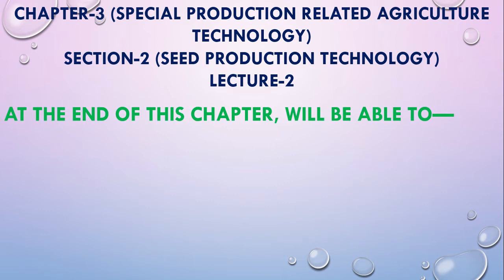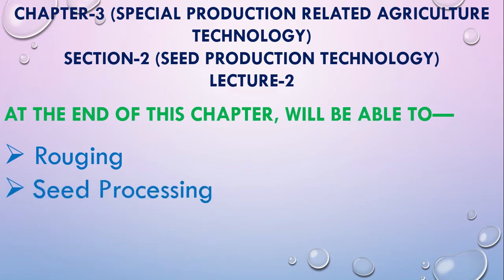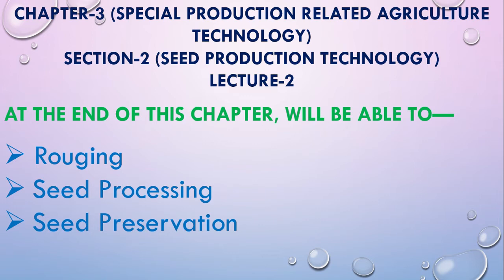Chapter 3, Section 2, Seed Production Technology. And this is the second lecture of this section. Today, from this lecture, we will understand the topics of rogueing, then seed processing, then seed preservation. Let's discuss this topic.